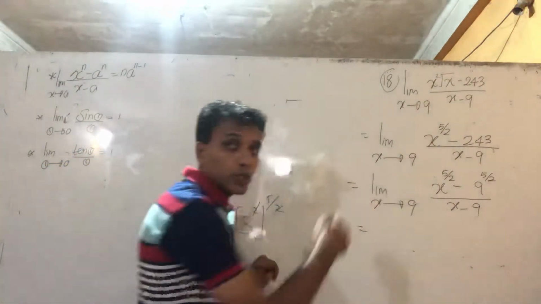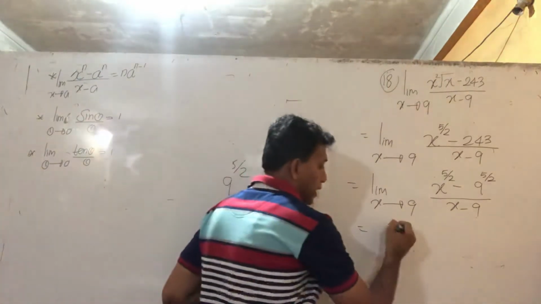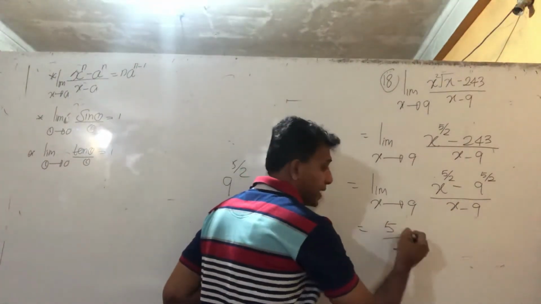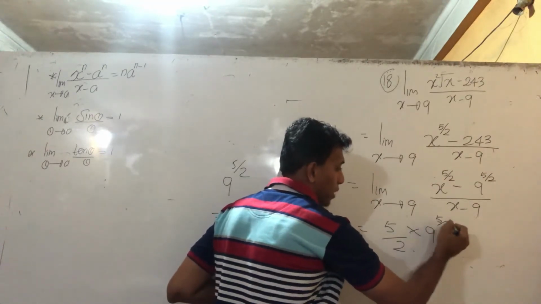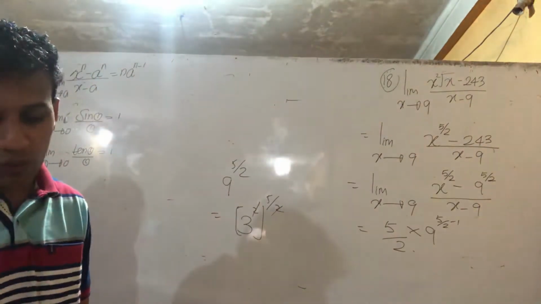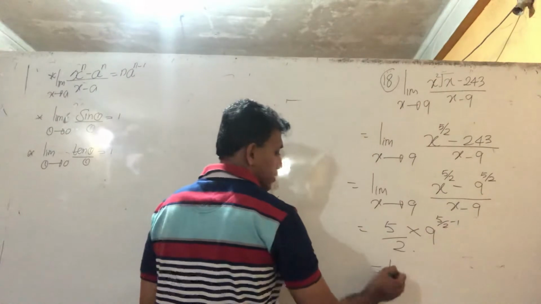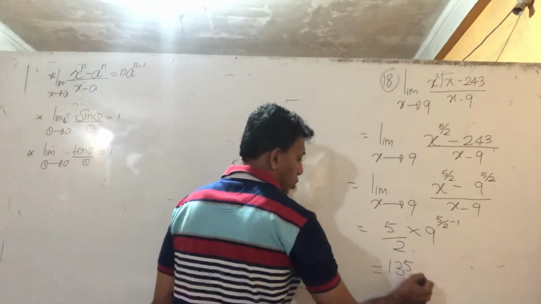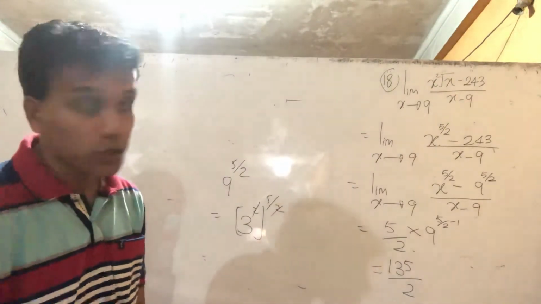So apply the rule of limit theorem: n a to the power n minus 1. So if we simplify, I have the answer. It becomes 135 over 2. 135 over 2, right?